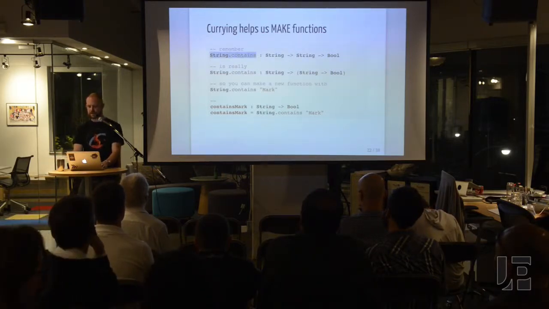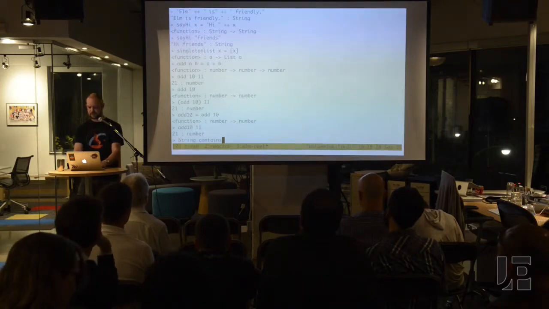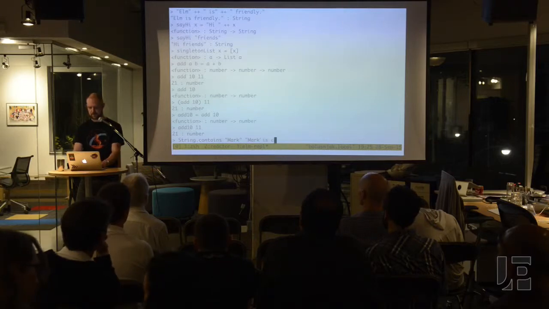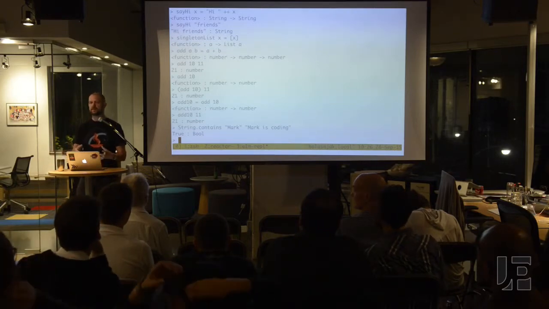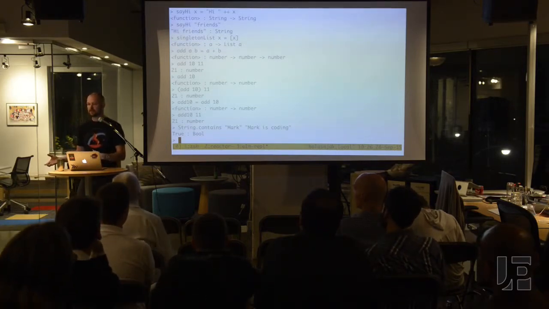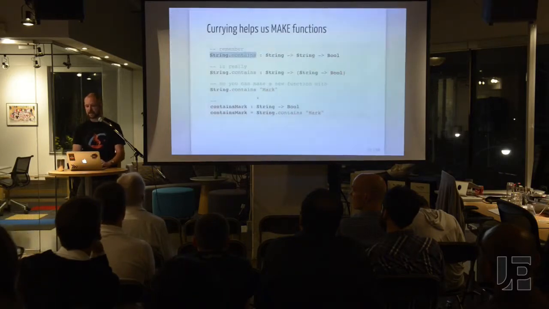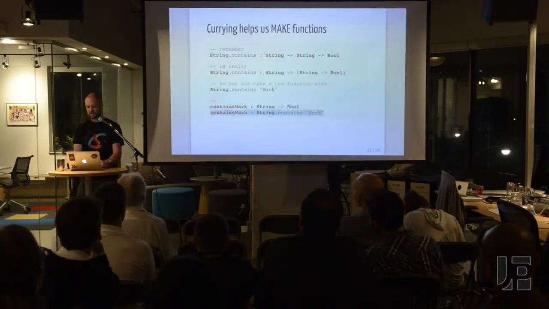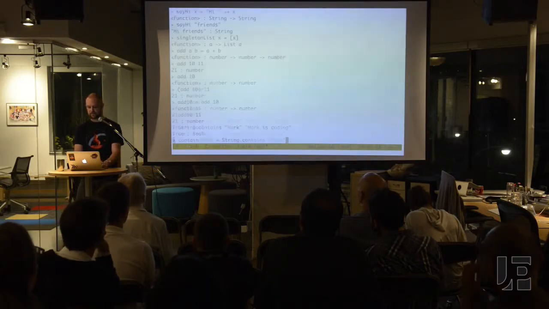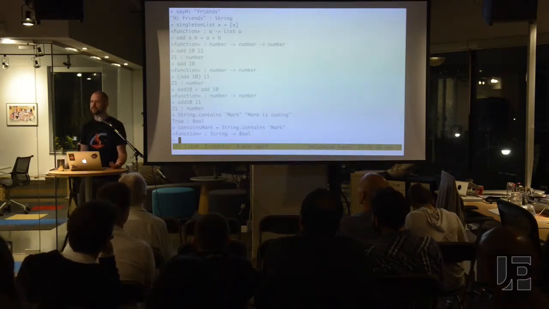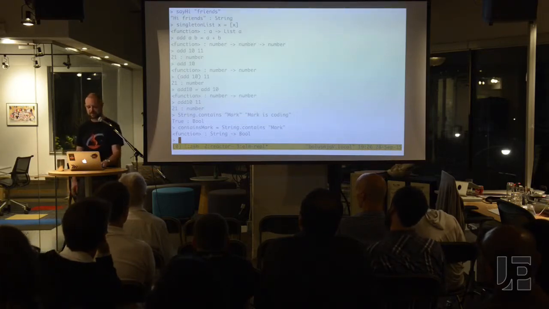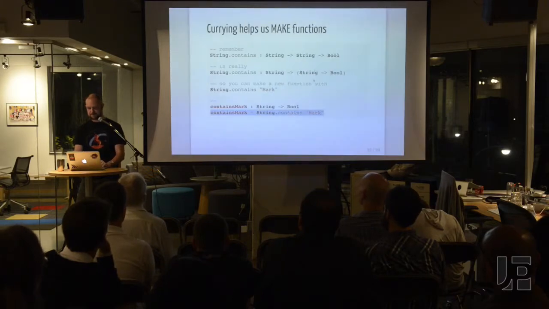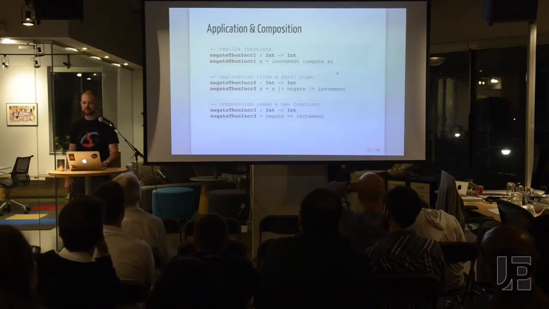So String.contains, of course, String.contains "mark": "mark is coding" is true. So it takes two parameters. It takes a string to look for and a string to look in. But just as easily, I can make a new function that checks to see if a string contains "mark". That's like the easiest way to define a new function. Is just don't give all the parameters to another function. Boom, you've got a new function. It's amazing. Here's other ways that we can easily build functions in Elm.